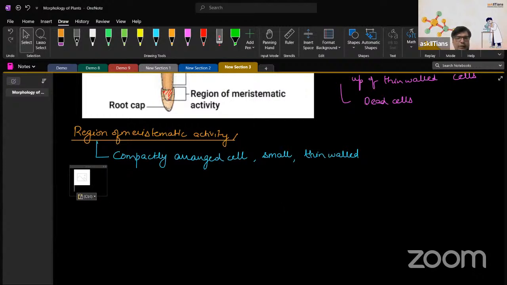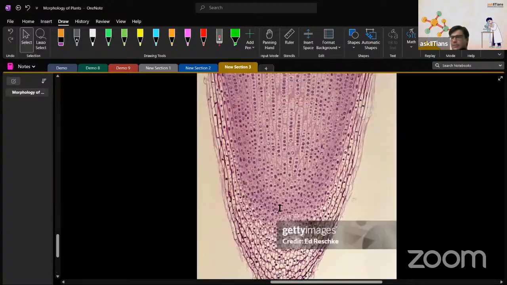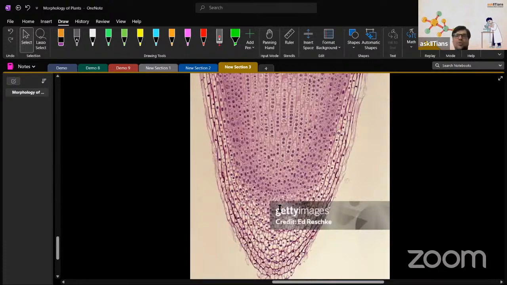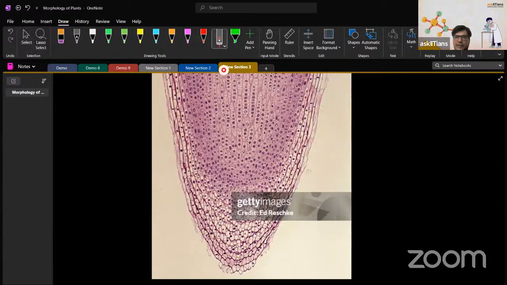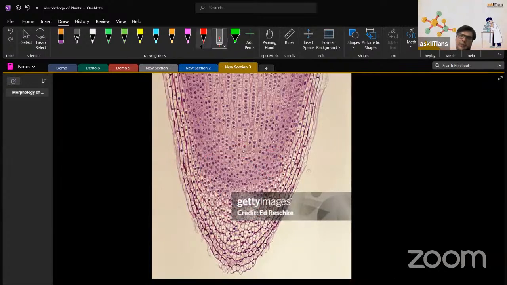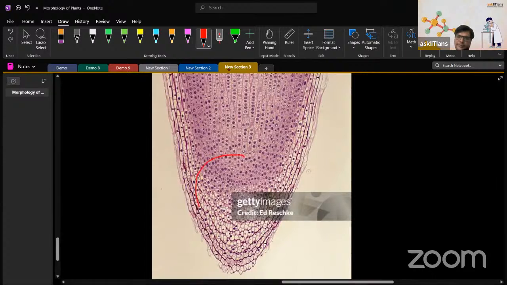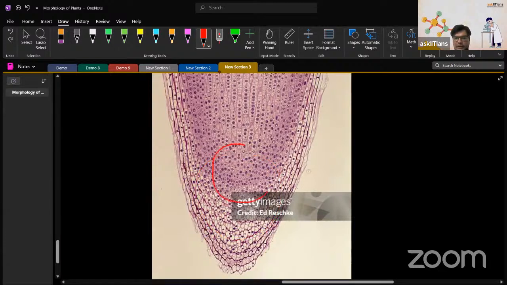As you can see here, this is actually a microscopic picture of a stained onion root. And these cells, I'm going to circle those cells actually. These cells are the cells of the meristematic tissue. They have the ability to grow again and again, right? So let's circle them actually.